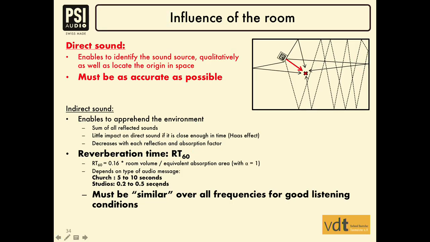In a church, there's a lot of echo, and it can go up to 5 or 10 seconds. It's not a problem if there's a lot of echo in a church. The only thing is you have to adapt the acoustic message that you're giving in the church to be slow enough. So you have to talk slowly, you have to have slow music, but it works very well. If you're in a studio or somewhere smaller, you want to listen to fast music, all sorts of music, and you need the reverb time to go down much faster, typically down to 0.2, 0.5 seconds. Okay? For mastering, it could be a bit higher, but that's typically what you want.